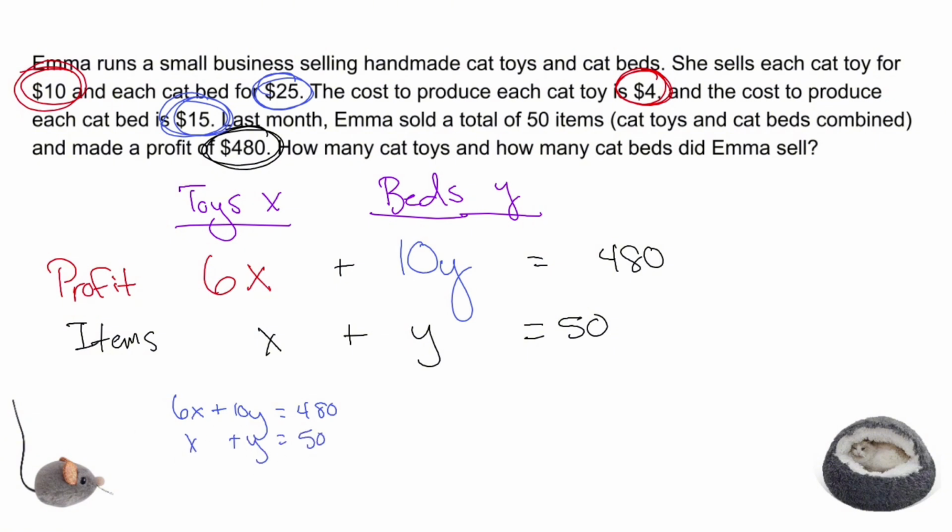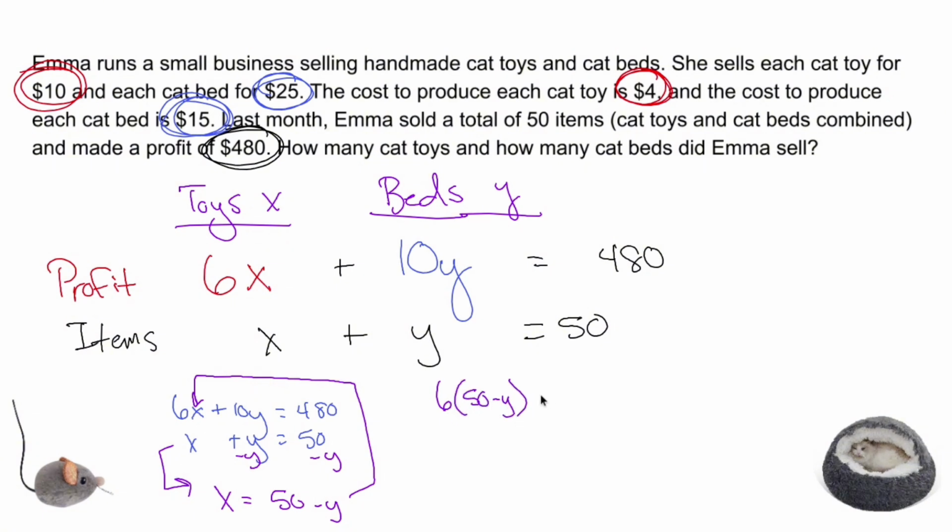Okay, I'm going to take the bottom equation and solve it for x. Why not? If I take the bottom equation and solve it for x by subtracting y from both sides, I get x equals 50 minus y. I take that equation and replace the x up here with 50 minus y. So let me write that out. 6 times, instead of x, 50 minus y, close parentheses, plus 10y equals 480.